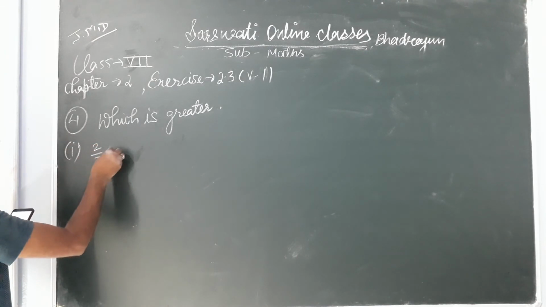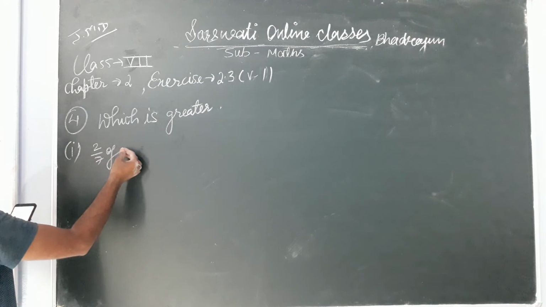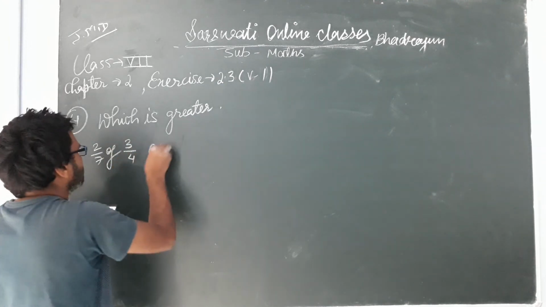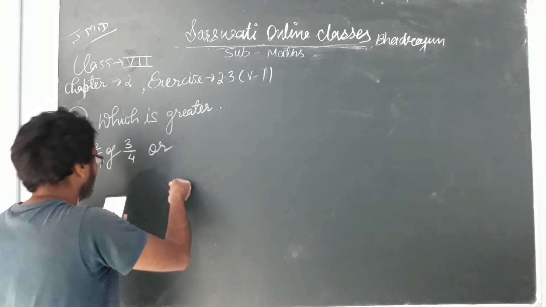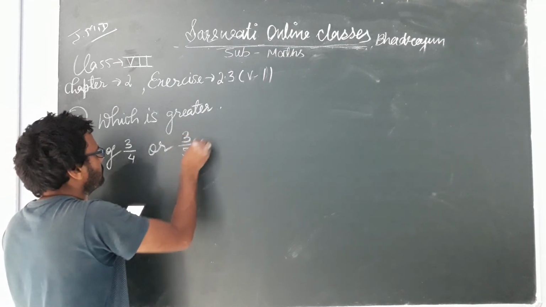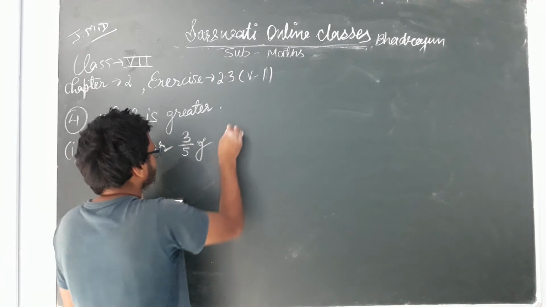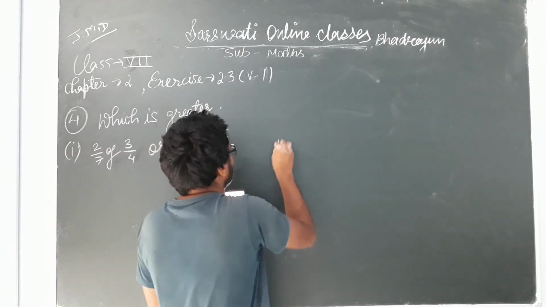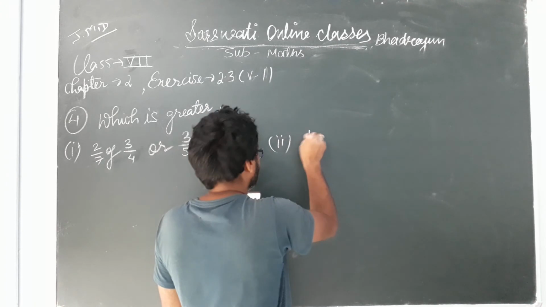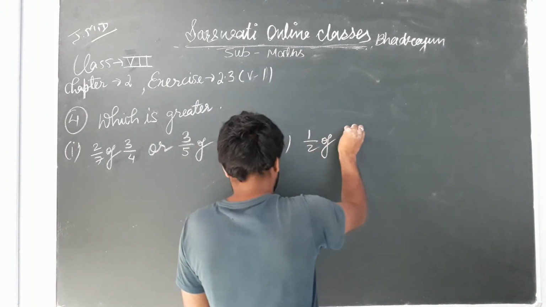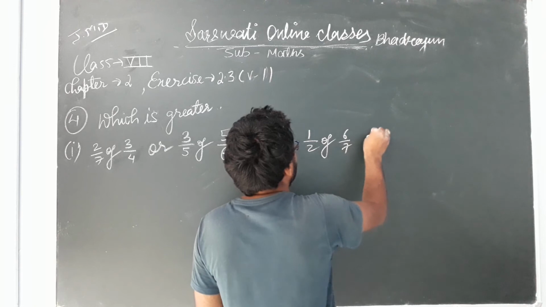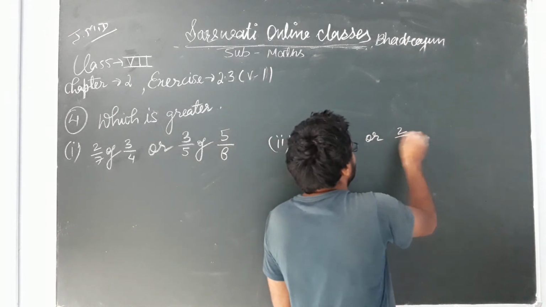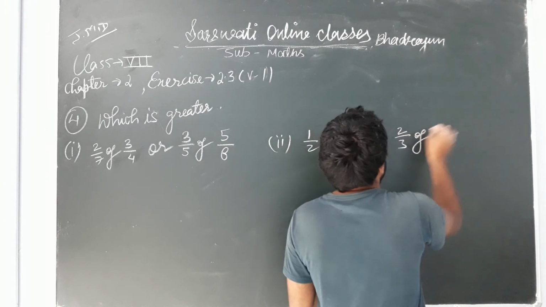2 upon 7 of 3 upon 4. Okay, either this multiplication or 3 upon 5 of 5 upon 8, either this multiplication. Okay, and our second part is what? Second part is 1 upon 2 of 6 upon 7 or 2 upon 3 of 6 upon 7.